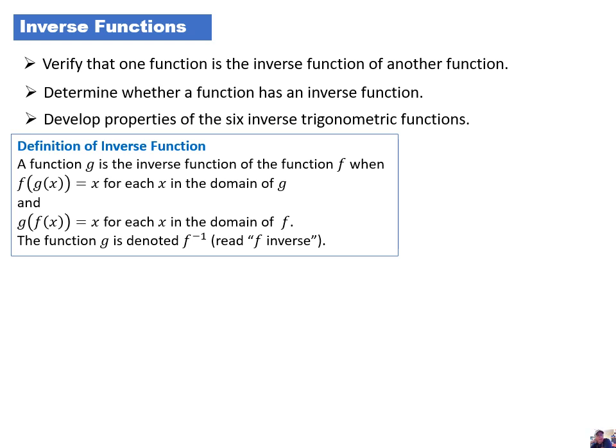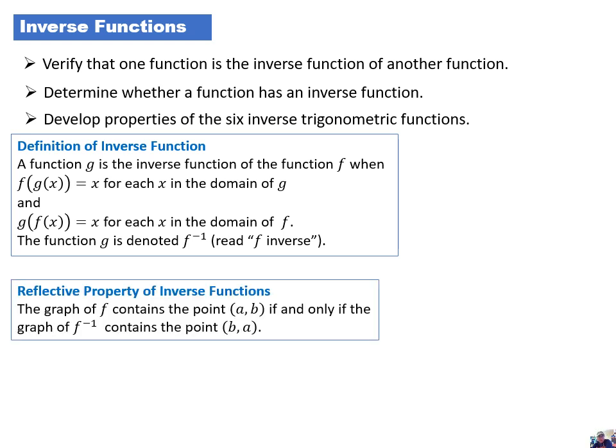So, definition of an inverse function. Function g is the inverse function of the function f when we do the composition f of g of x, we get x for each x in the domain of g. And g of f of x, when we do the reverse composition, we also get x for each x in the domain of f. The function g is denoted f to the negative 1, which is read f inverse.